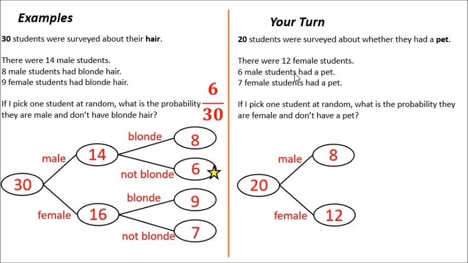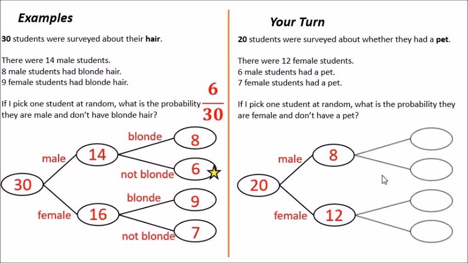If 6 male students had a pet, well, that means that we can split this off into pet and no pet. So 6 male students had a pet, therefore to make up to 8 we need 2 male students without a pet. For females, if there were 12 female students, 7 of them had a pet. We can put the 7 in there, which means that we need 5 without a pet.